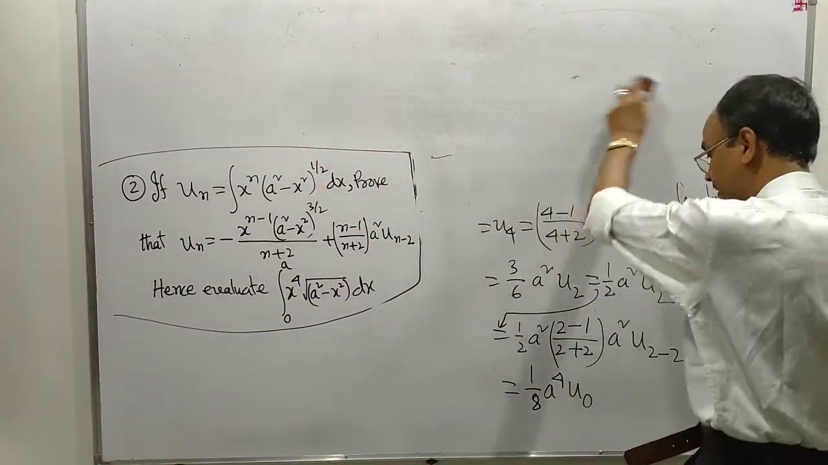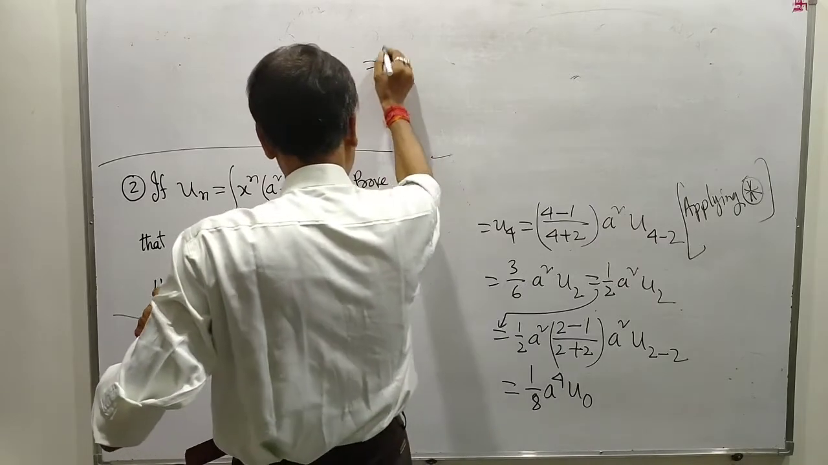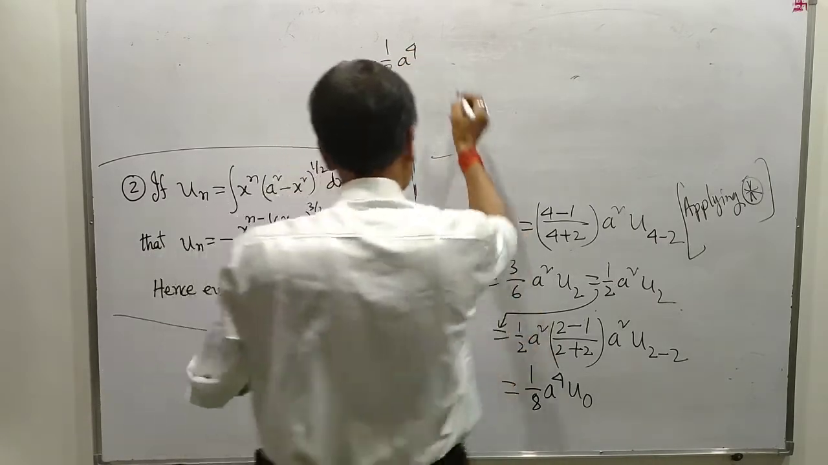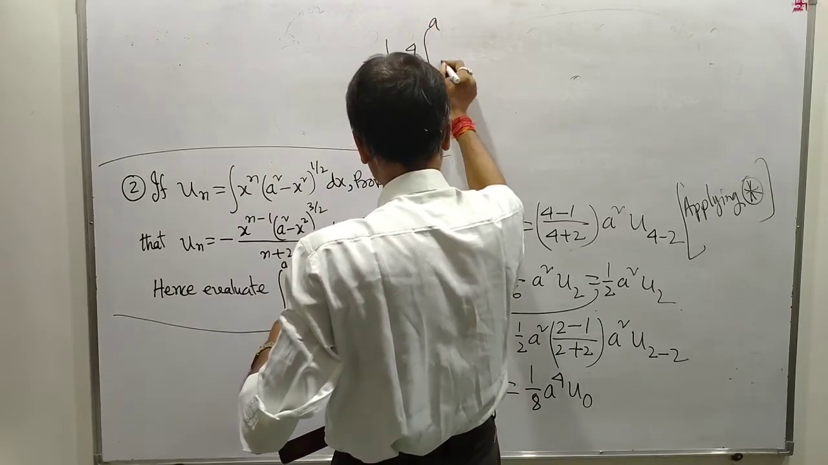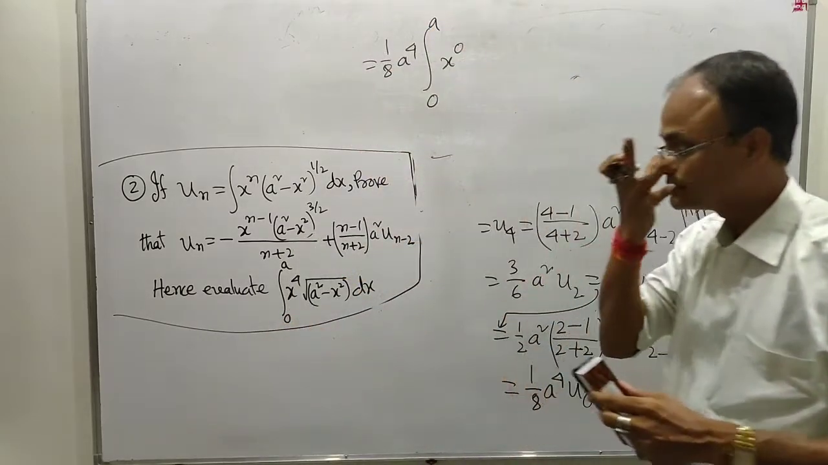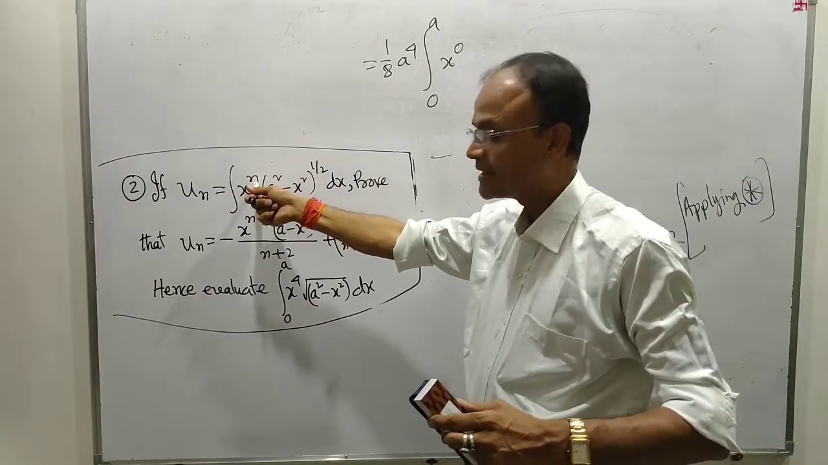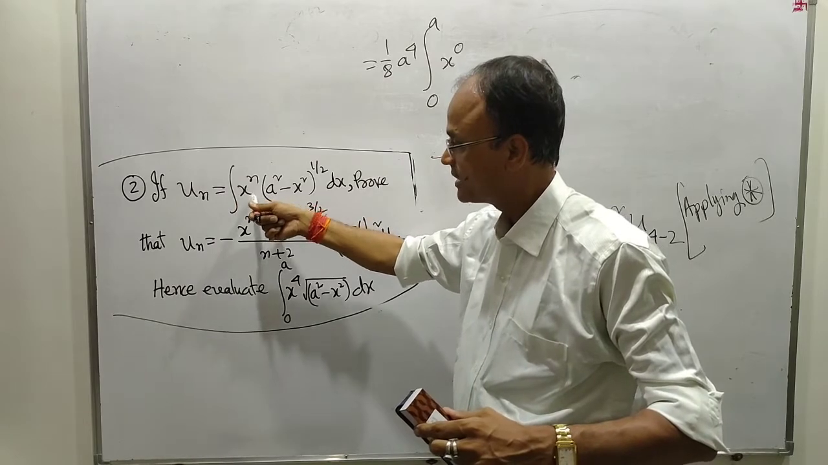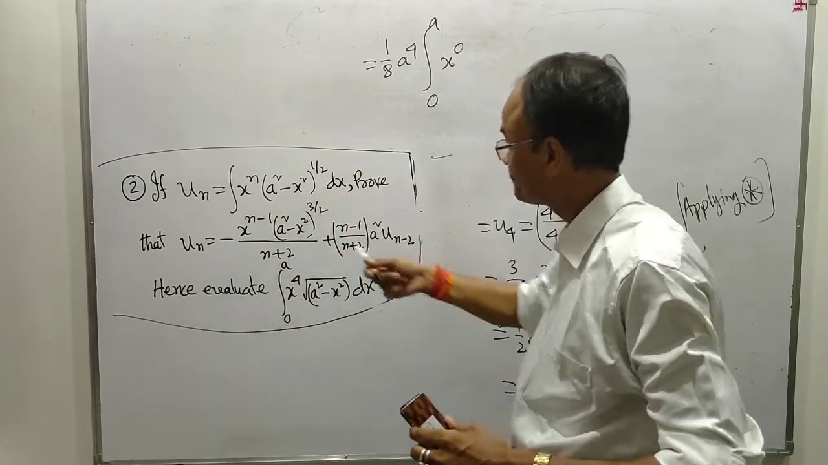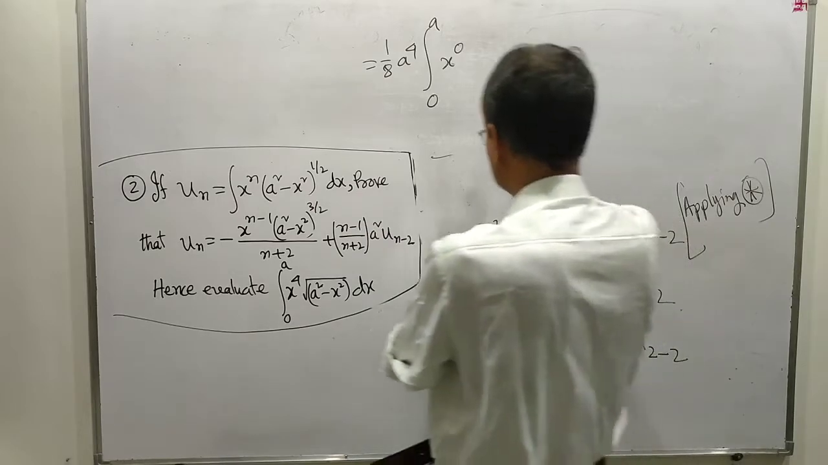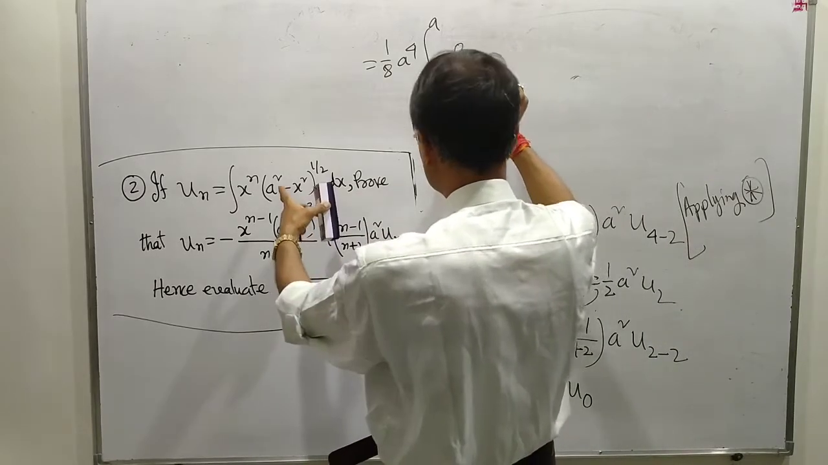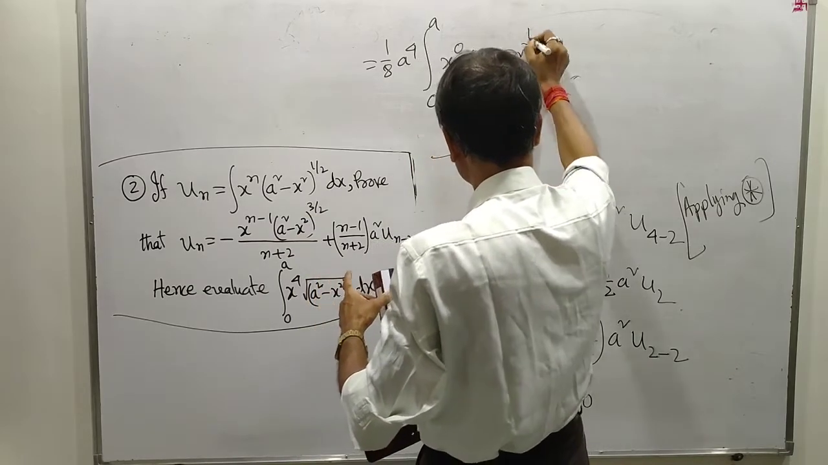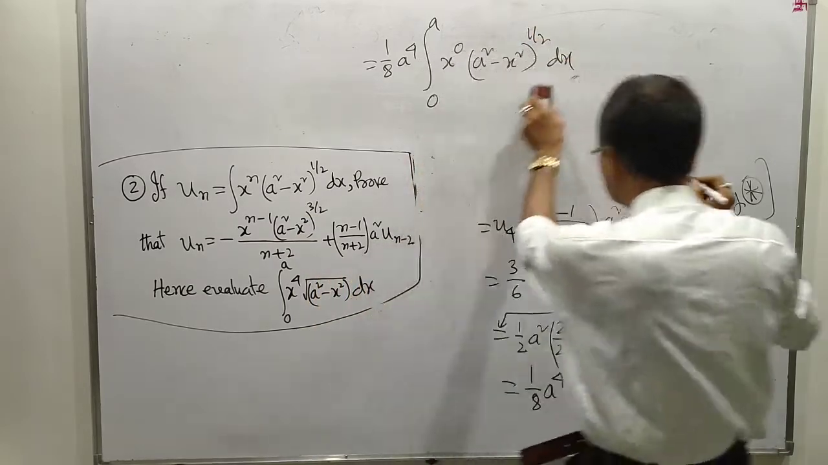Now, this is equal to 1 by 8 a to the power 4 u0. What is u0? It is the integration from 0 to a of x to the power 0. If it is un, then we write x to the power n into this. This term is common. If we put x to the power 0 for u0, you will have to write x to the power 0 into (a square minus x square) whole to the power half dx. You will get this one.